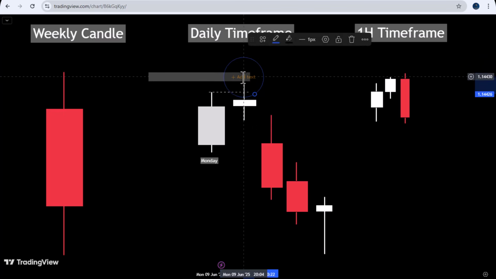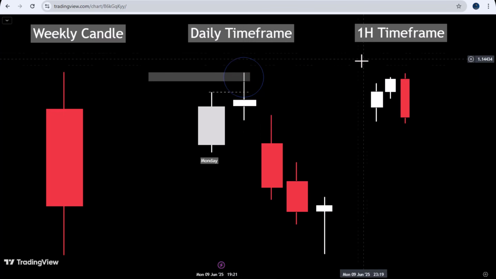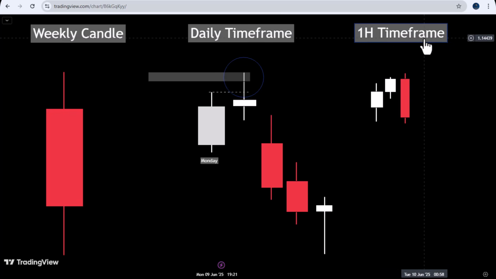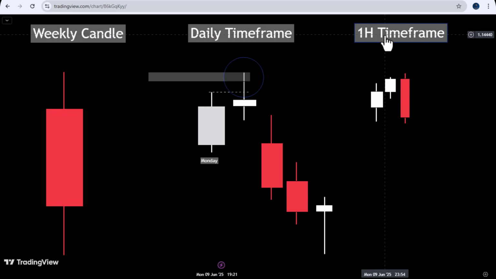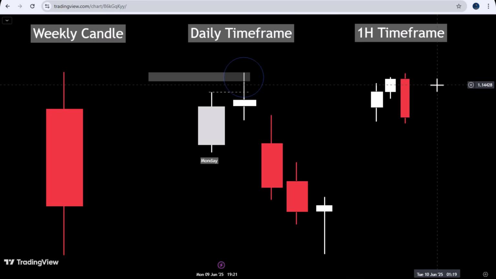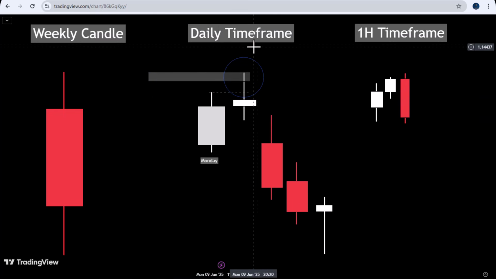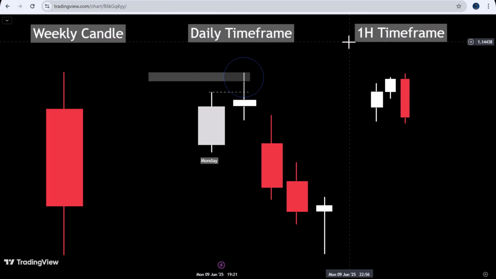when it is rejecting, you immediately have to switch to the 1 hour time frame. Don't use your 4 hour. We will talk about the 4 hour time frame in the next video. This time use the 1 hour time frame.